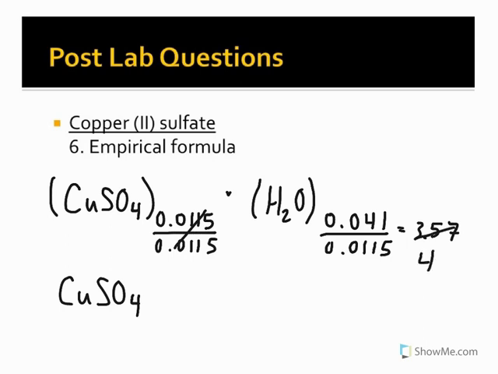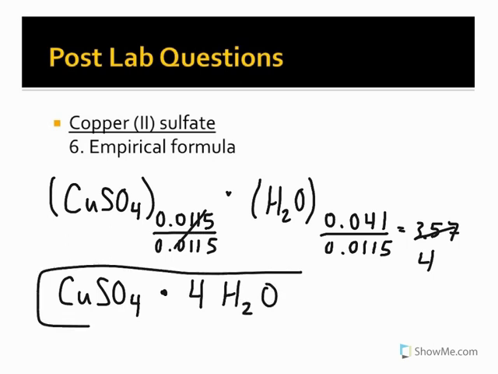Okay, and to show that in the formula of the hydrate, rather than putting it on the outside of the parentheses on the bottom, like we typically would do for an ionic compound, since this is a hydrate, we're going to put the dot there and then 4 in front of the H2O. Okay, so that is the empirical formula of this particular compound.